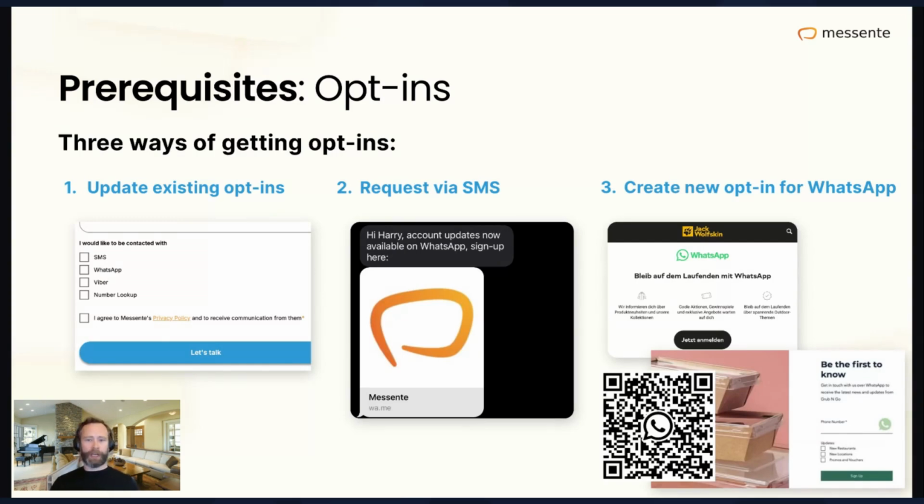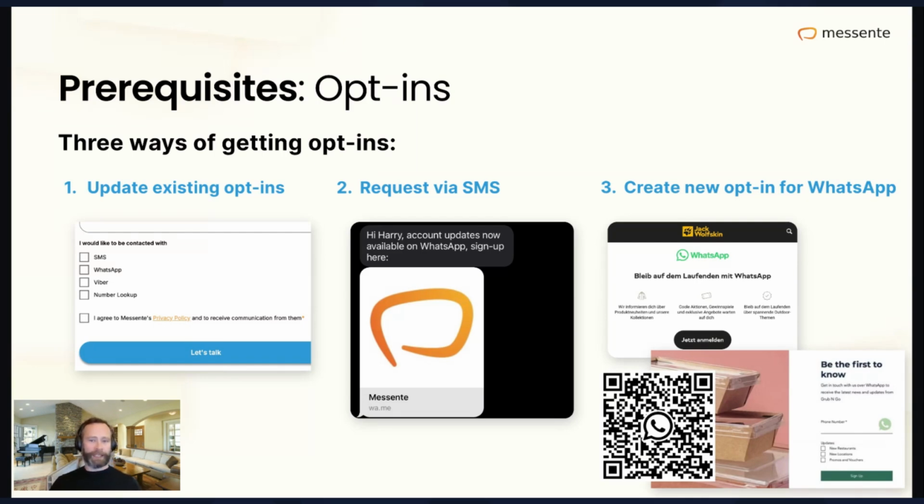If you've got an existing opt-in process, then updating that to include WhatsApp is probably the most straightforward. So whether that's a form a bit like this one, where you can check the channels that you're interested in being contacted on, and you could add WhatsApp to that. You could also add WhatsApp named on a more general privacy policy or communication policy, and cover it that way.